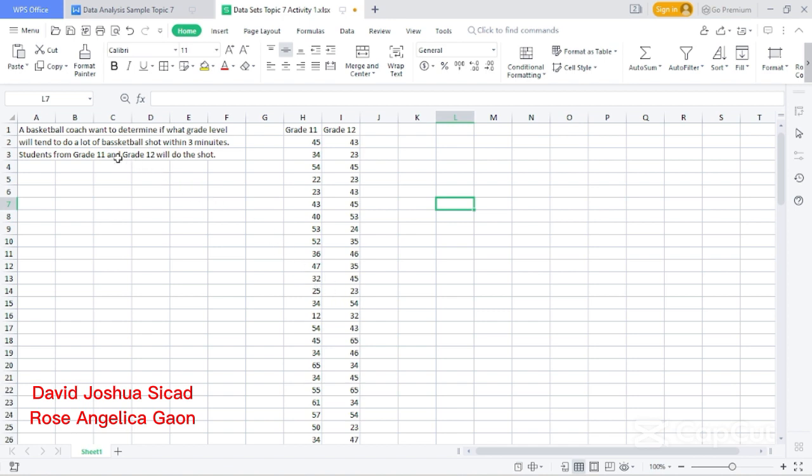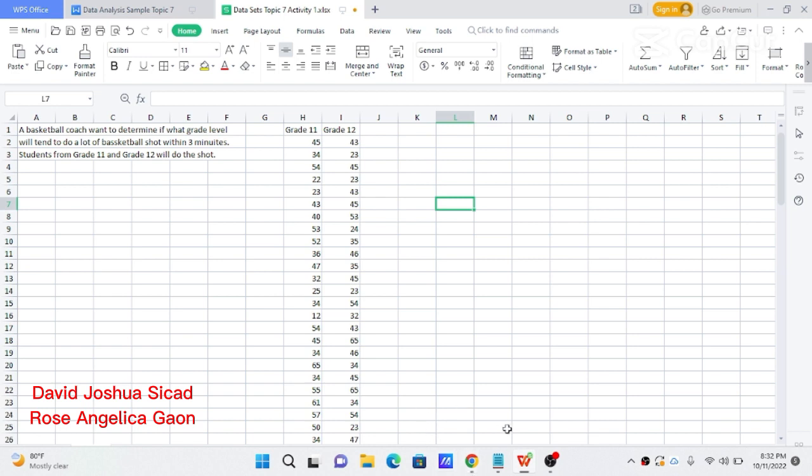In our situation, a basketball coach wants to determine which grade level tends to make more basketball shots within 3 minutes. Students from grade 11 and grade 12 will do the shots, so those are our respondents. Group A is grade 11 and group B is grade 12.